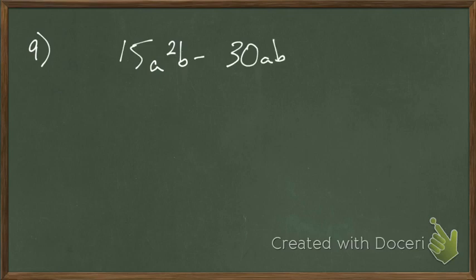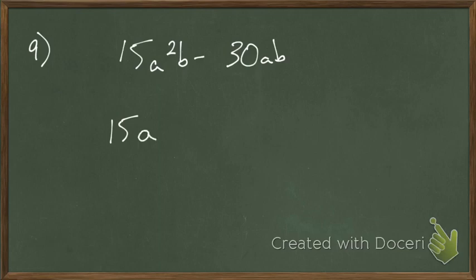So I'm looking at these two terms in my binomial here. Okay? I've got a binomial. And I like to focus on the coefficient first. So 15 and 30, what's the greatest factor of 15 and 30? 15. Then I'm looking at variables. So everybody understands a squared means a times a, right? So there are 2 factors of a. So I'm asking myself, how many factors of a do they have in common?